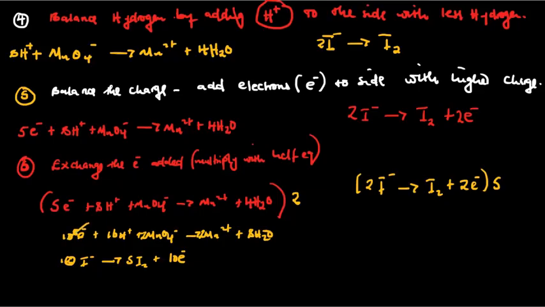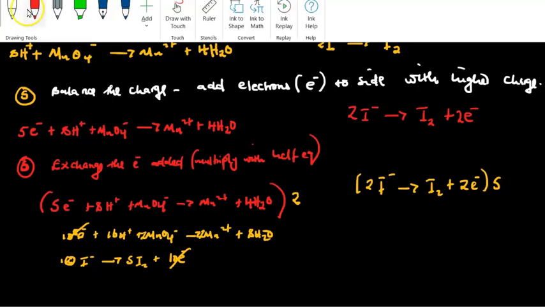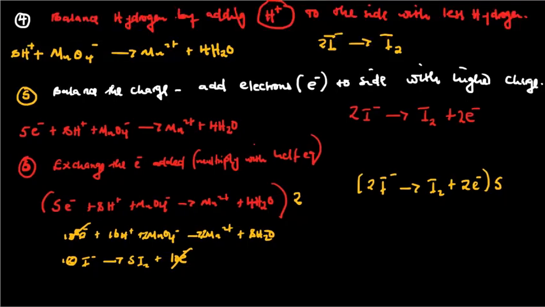Then at this point, the electrons can cancel out because they are appearing on both sides. So this electron and that electron cancel. If there's anything else appearing on both sides, you can check and cancel them out. After that, you just rewrite the two half reactions. You add the product on the same side, the reactant on the same side.